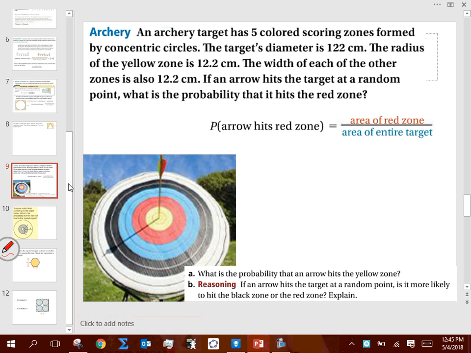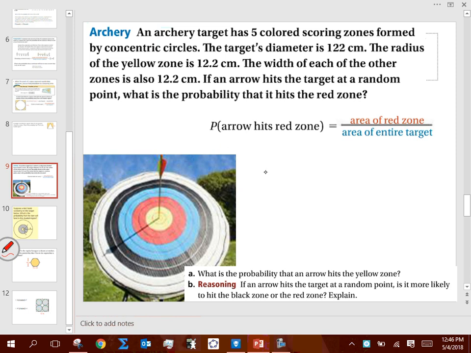Here it says an archery target has 5 colored scoring zones formed by concentric circles. The inner circle, the yellow, has a radius of 12.2. The diameter of the whole target is 122. We want to know the probability that a randomly shot arrow hits the red. Okay? So we have to figure this out. And it also says that the width of every other region is 12.2 centimeters. Okay?